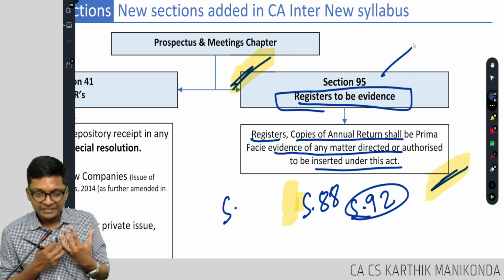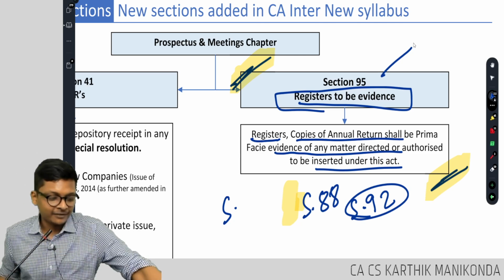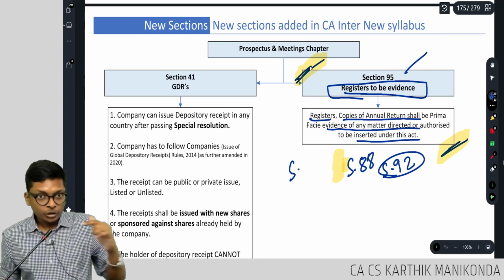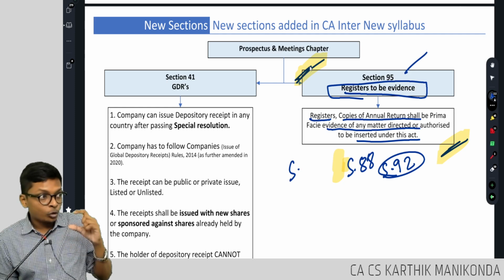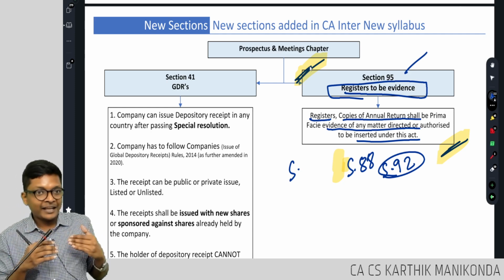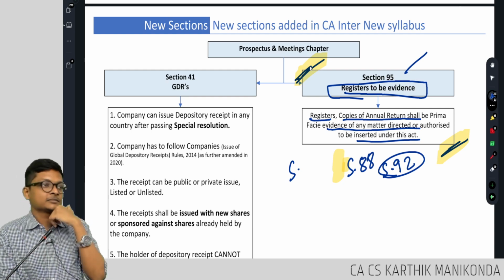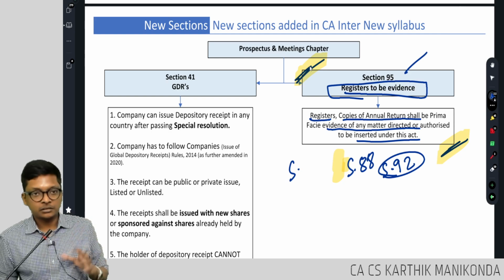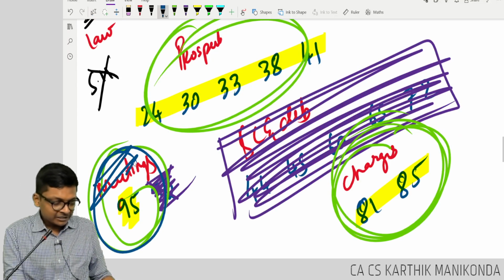No. Don't ask me, sir, why I am teaching. It's part of our syllabus. I am covering it. But if you know how to frame an answer, if a good question comes, you can include section 95 in an answer where you want to talk about register as evidence. It adds value to your answer. That's it. With this, meetings part also is done.